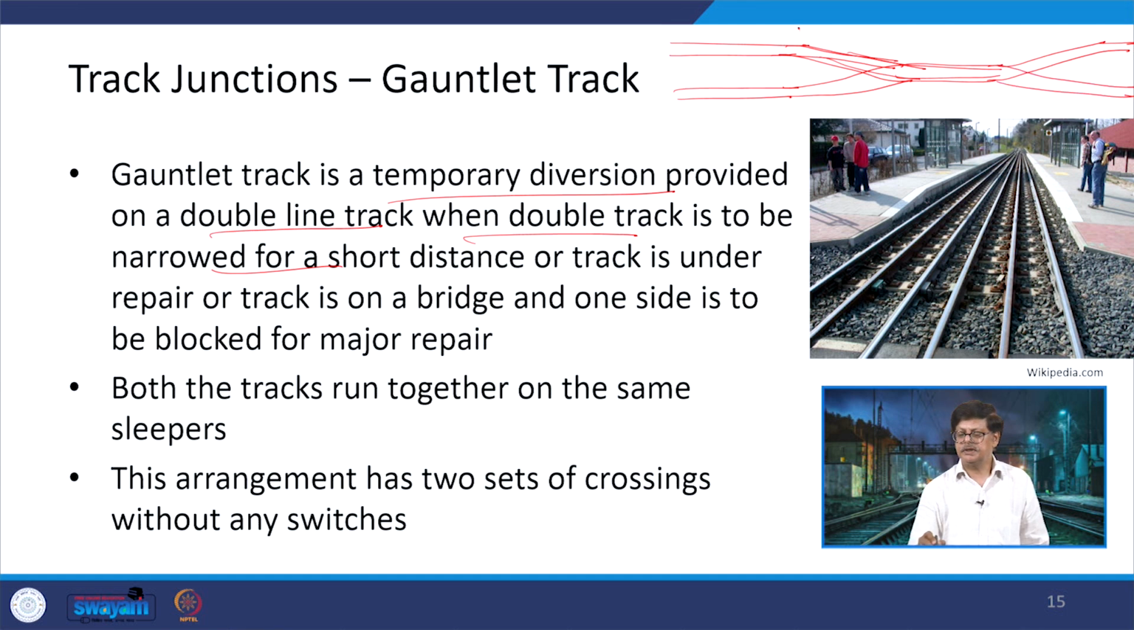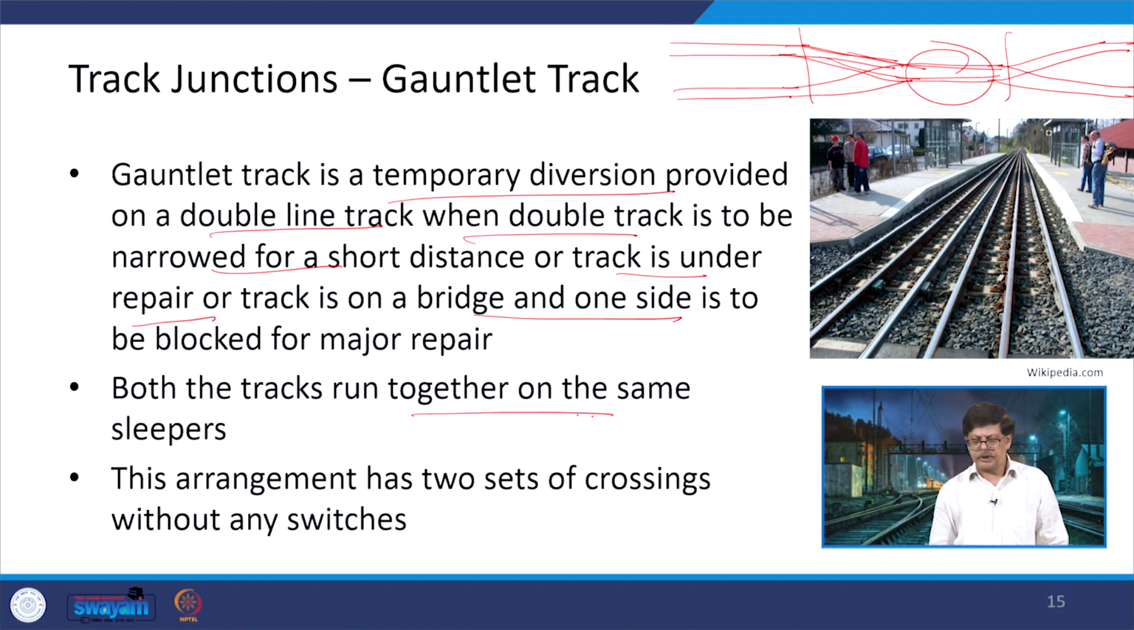So, there is a restricted area here, and that is where the merging is being done, or the track is under repair, or the track is on a bridge and on the bridge one side is to be blocked because some major repair is going on. Now both the tracks run together on the same sleepers, because once it has come here, the sleepers which are provided will be the same sleepers. There will not be two different sleepers, though here the sleepers were different. So they were coming on different sets.